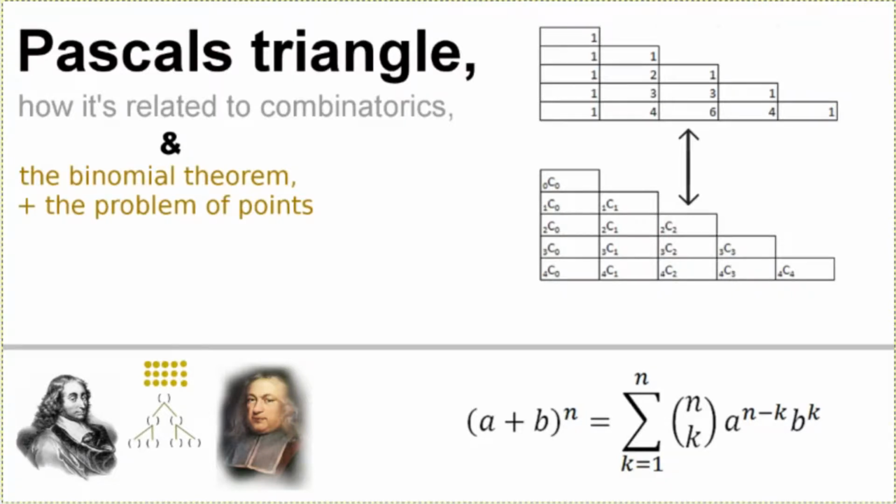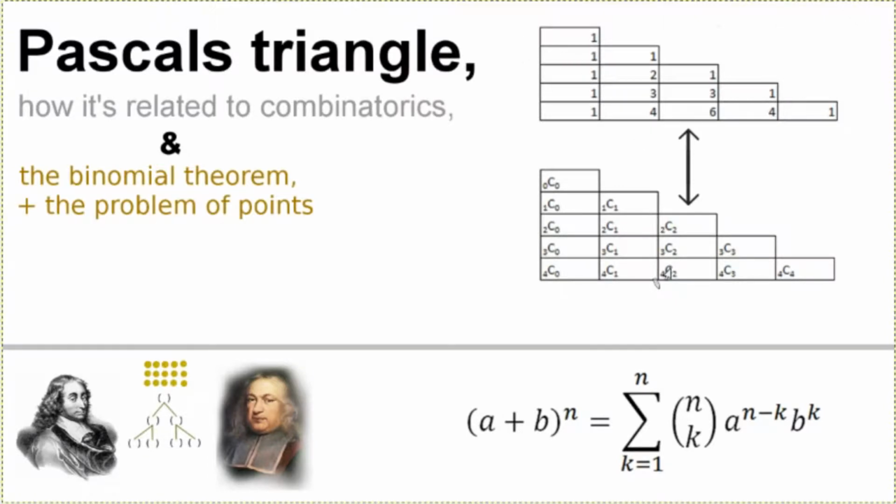Pascal's triangle is often introduced in the context of the binomial formula, and it's also used a bit in probability theory. What these two things have in common is that they both use combinatorics. Probability theory obviously uses it, and the binomial formula has this n choose k factor, which I'll explain what it means later.